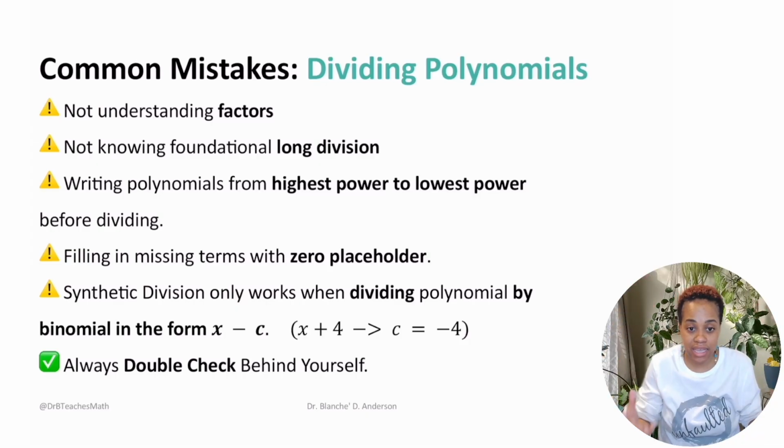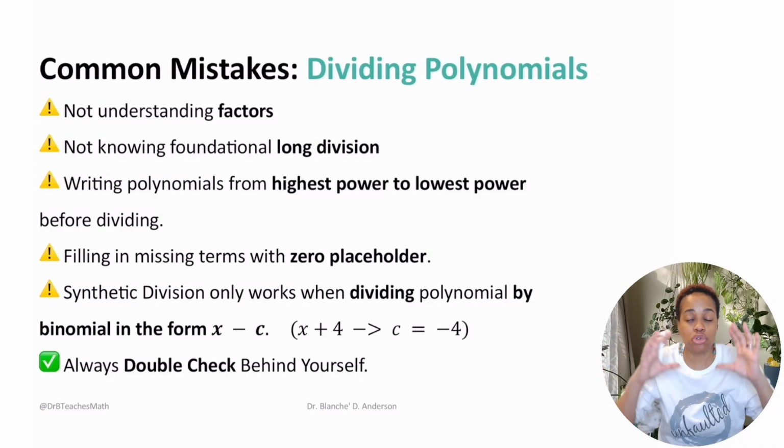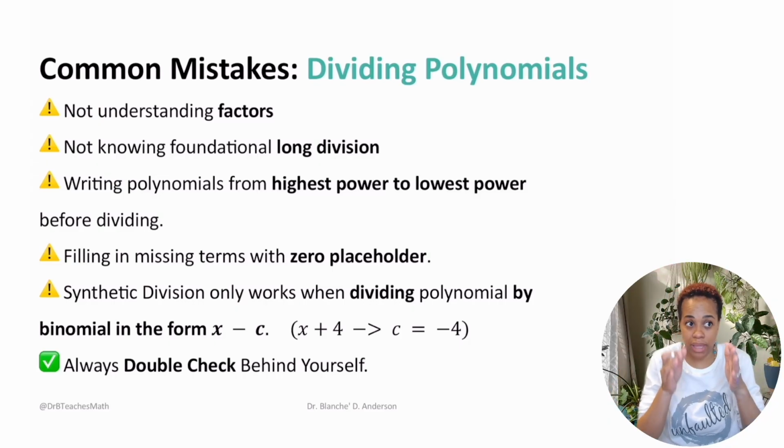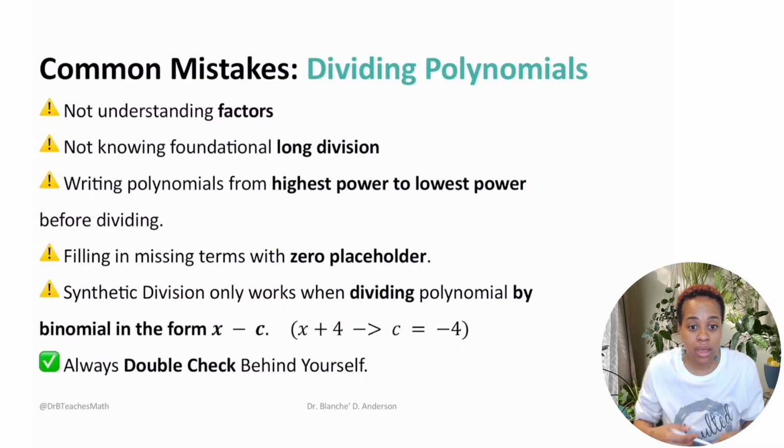If you're missing any placeholders, like if there's no x cubed, there's no x squared, put 0x cubed, 0x squared. You'll know that you're missing it because you're going to start doing the long division and you're going to be like, I don't have a common term. I don't have like terms. Go back and make sure you've put in a 0 for the placeholder.